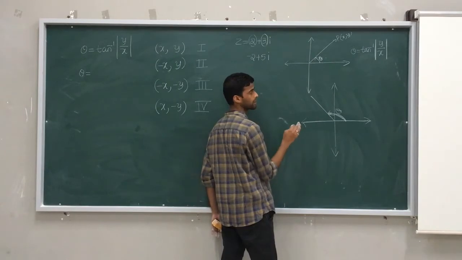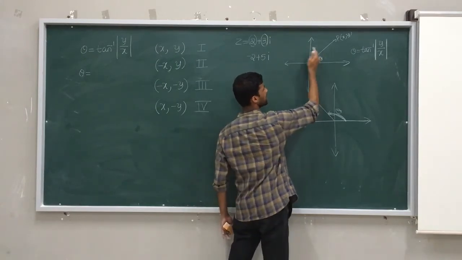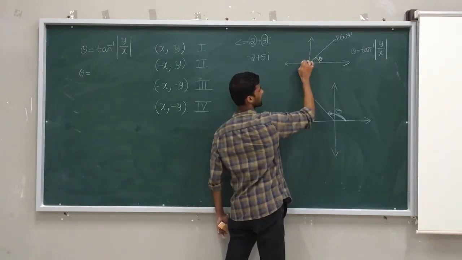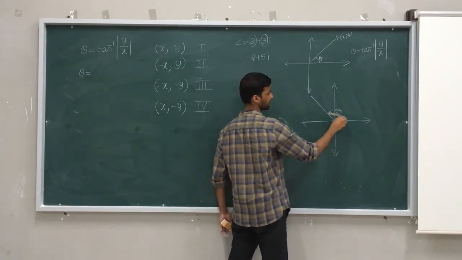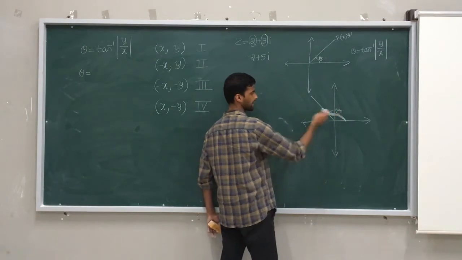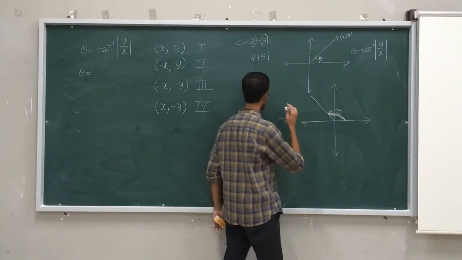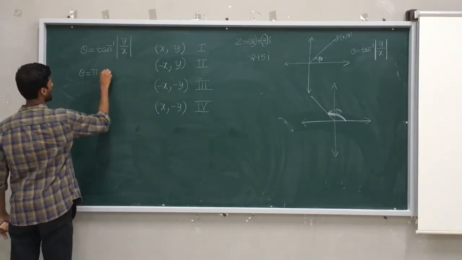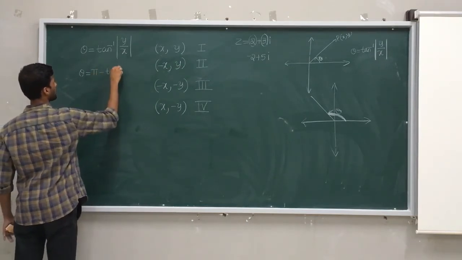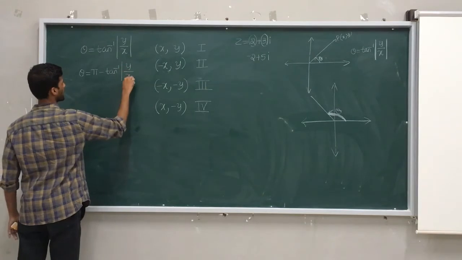So I want the positive direction. This part is the positive direction, this part is the negative direction. If you observe, yes or no? Here also it is a positive direction, but look at the diagram. The arrow mark is like this, it indicates in this way. So I want a positive direction. Therefore, in this case, theta is given by pi minus tan inverse of mod of y by x.